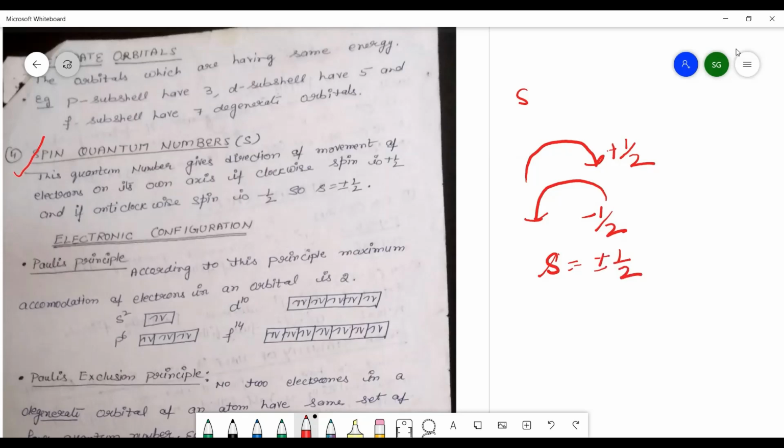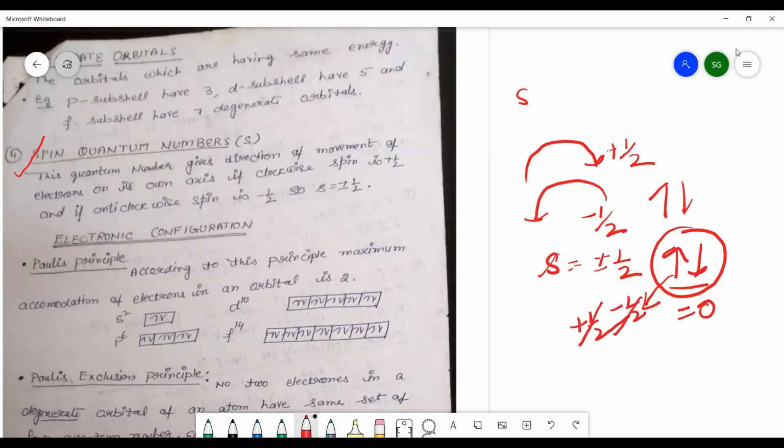If the electron is present in the paired form, so the pairing of the electron will be shown by this sign, or it can be shown by this sign. So this is the meaning of pairing of the electron, and the spin comes out to be 0, because the spin of this electron is plus half and the spin of this electron is minus half. तो इसको अगर हम काट दें तो it comes out to be 0. And in this form it is stabilized. अगर इलेक्ट्रॉन पेयर हो जाता है तो वो स्टेबलाइज हो जाता है. तो spin should be 0 if you want to make the electron stable.